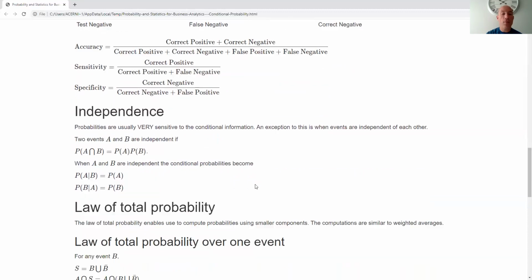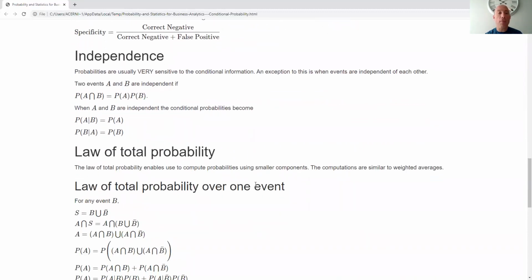All right, so now let's keep going. Let's think about independence. So first thing I want to say is, in general, probabilities are very sensitive to conditional information. This is very important. And this conditional information can be very intuitive. The exception to this is when events are independent of each other. Okay, so probabilities are very sensitive to conditional information.